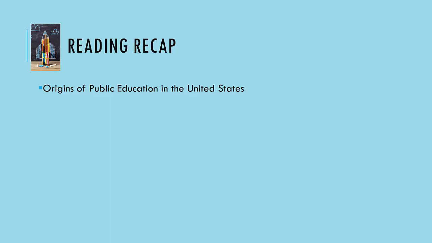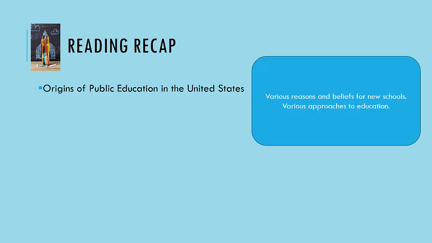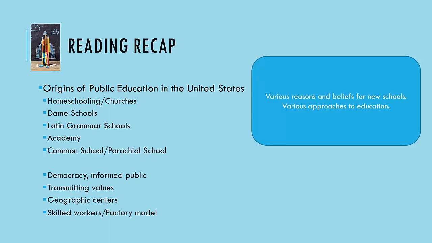This chapter provides an overview of the origins of public education in the United States, looking at a variety of reasons in which schools started to develop in local communities. There are various reasons and beliefs for new schools and various approaches to education, as you read.